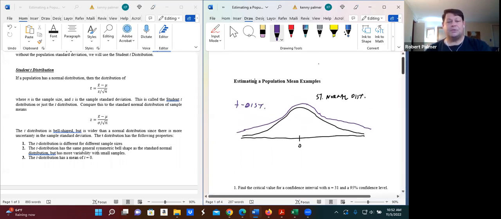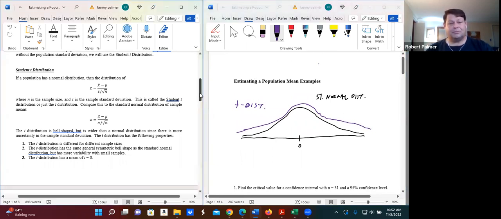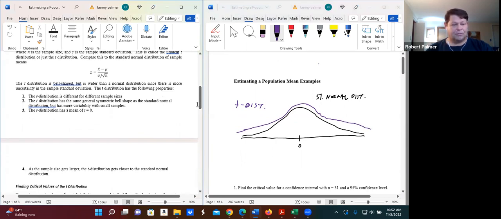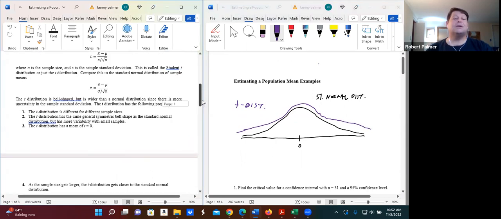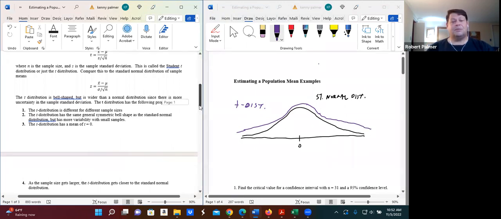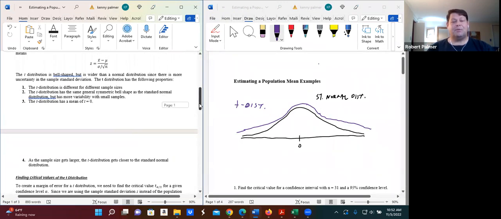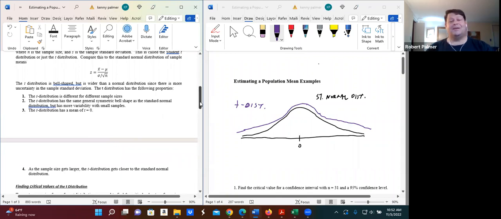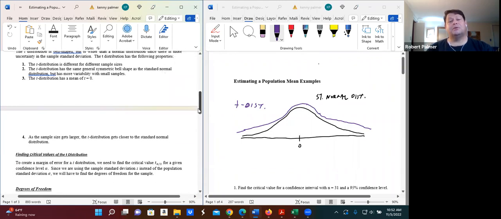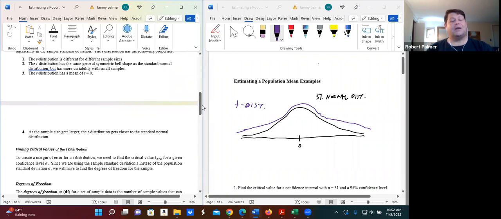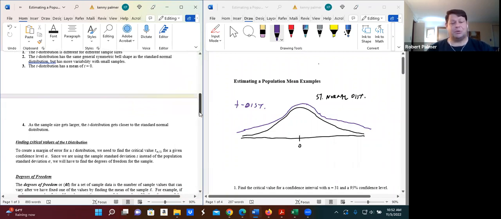Now, so that's what we're going to use then. To use this formula, we need to find a critical value. Like with creating a confidence interval for a population proportion, we also need to find a critical value in this confidence interval. And so we're going to do the same thing here, critical values with the t-distribution. And we'll talk about how to do that because it's slightly different.